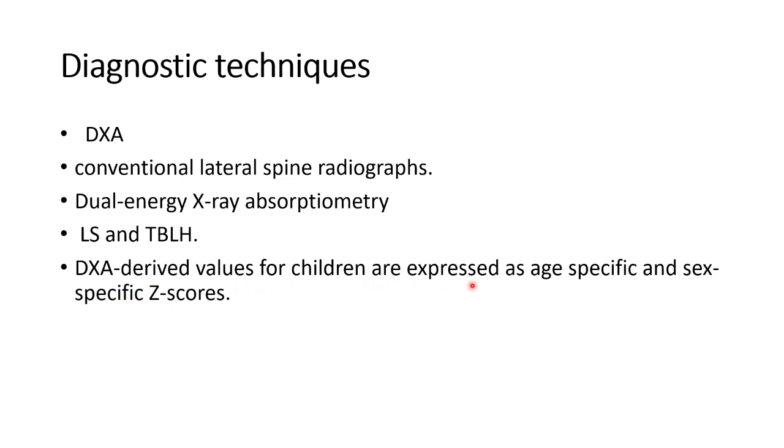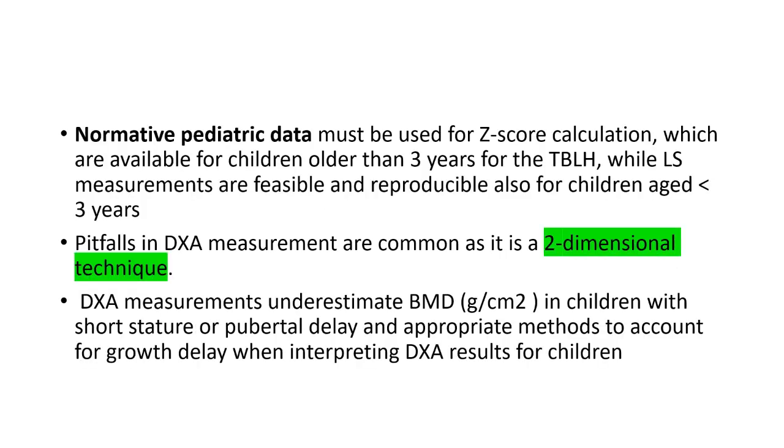DEXA derived values for children are expressed as age specific and sex specific Z scores. So normative pediatric data must be used for the Z score calculation, which are available for children older than 3 years for the TBLH, while lumbar spine measurements are feasible and reproducible also for children aged less than 3 years. Pitfalls in DEXA measurement are common as it is a two-dimensional technique.